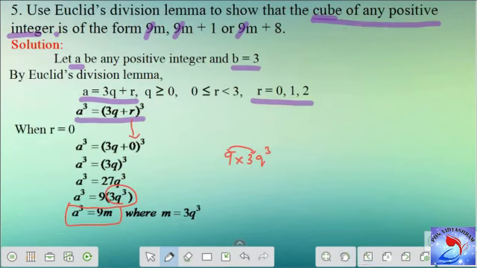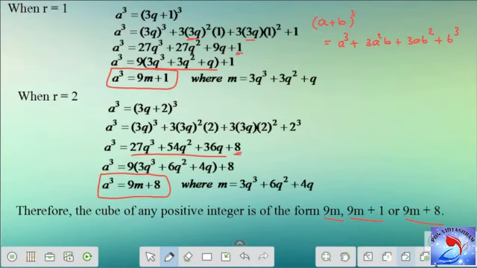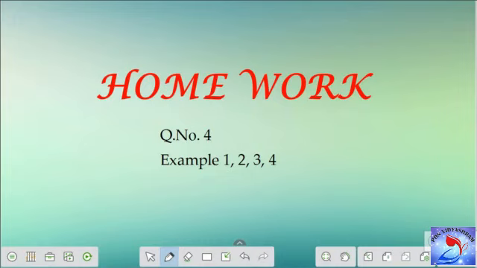Euclid's division lemma. There is one more problem left out for you in this exercise, and that is going to be your homework. So homework for the day is not only the exercise problem, question number 4 from the same exercise, but I also want you all to try the examples. There are examples 1, 2, 3 and 4. So there are 5 problems for you to complete as homework after this session, and also keep practicing the other problems so that it won't be that difficult for you when we have the next sessions.